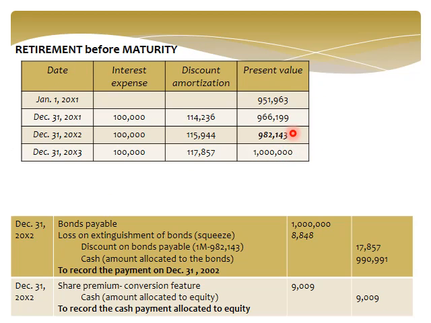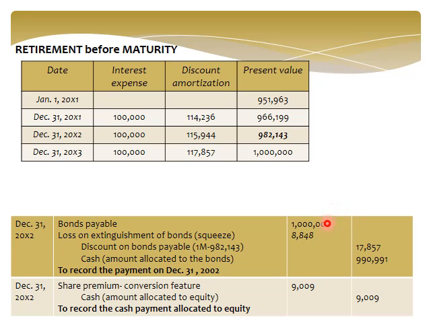So, retirement before maturity, note na nag-prepare tayo kanina ng amortization table. And the carrying amount of the liability is 982,143 on the date of retirement. So, yung 982,143, gagamitin natin sa pag-prepare natin ng journal entry. So, on December 31, 2002, on the date of retirement, note that the face amount of the bonds is 1 million. Kailangan na ito i-cancel. Kasi nga, babayaran na ni entity.